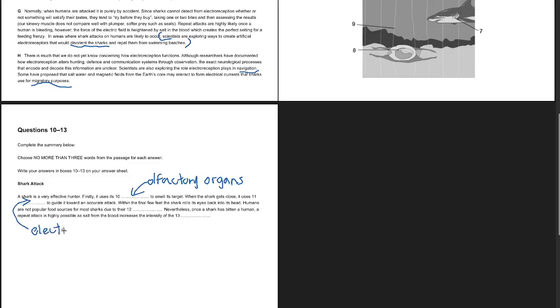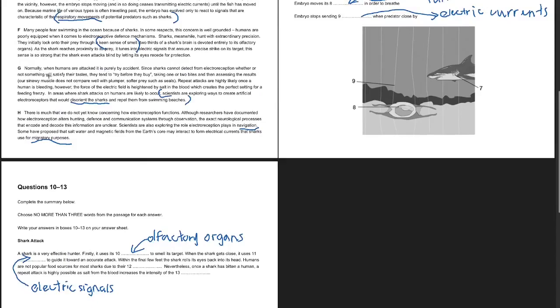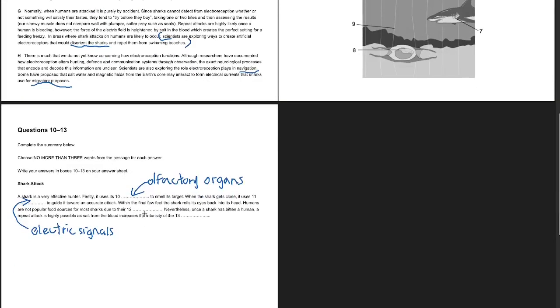Electric signals. Right? Within the final few feet, the shark rolls its eyes back into its head. Humans are now popular food sources for most sharks due to their what? Like we looked at just now, because of their sinewy muscle. So this one would be due to their sinewy muscle.